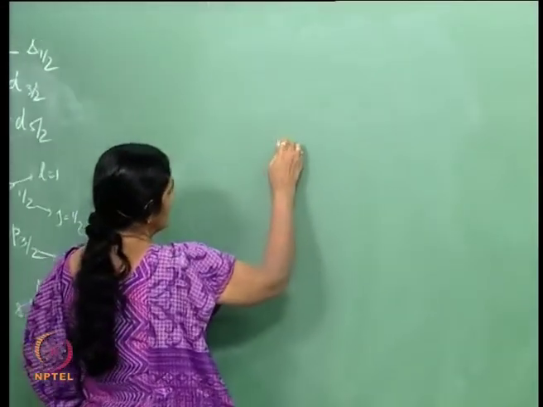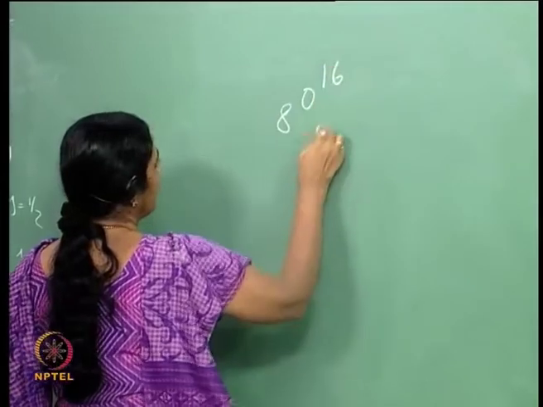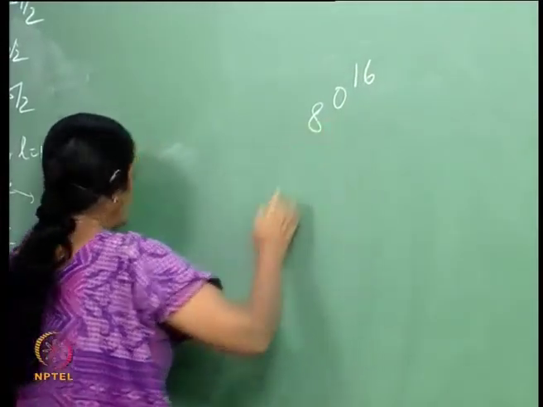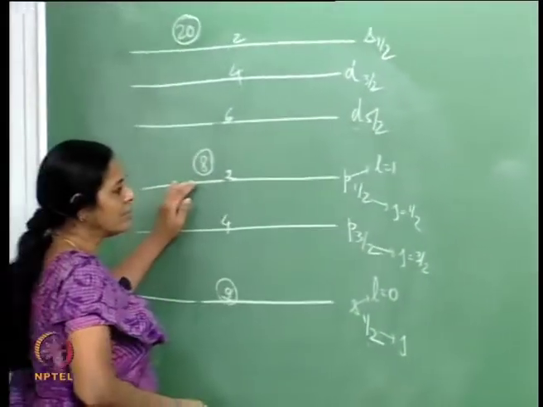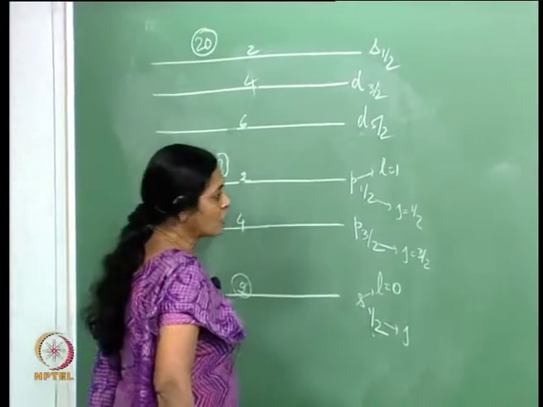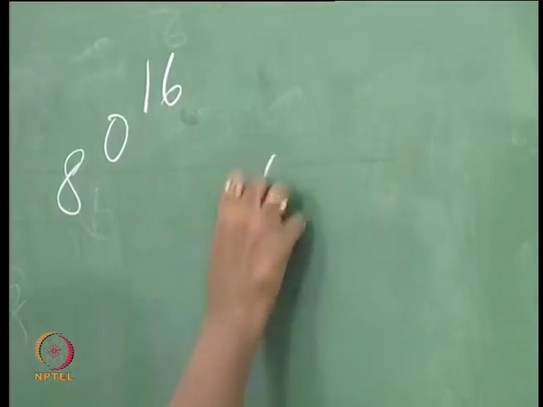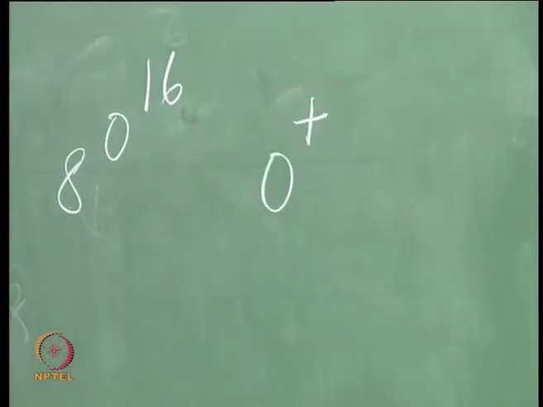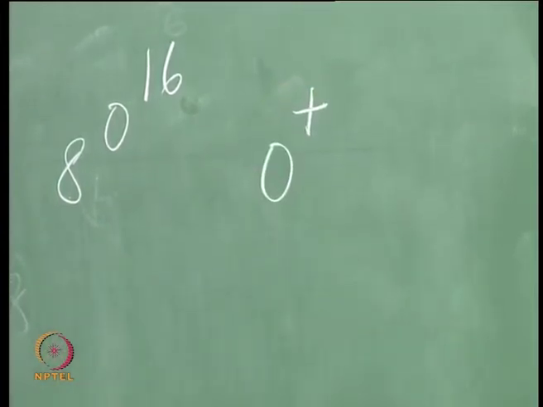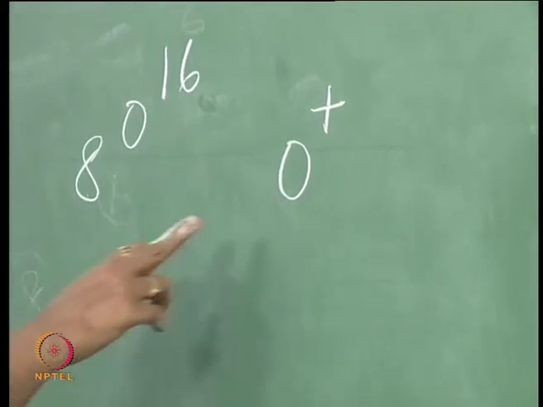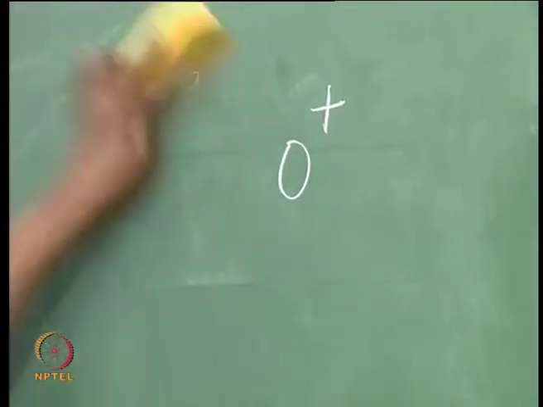Now, suppose you had 8O16. 8 is an even number, no contributions. The remaining 8 is another even number, no contributions. So, the spin parity is taken to be 0 plus. The spin is 0 and the parity is plus, and so on.